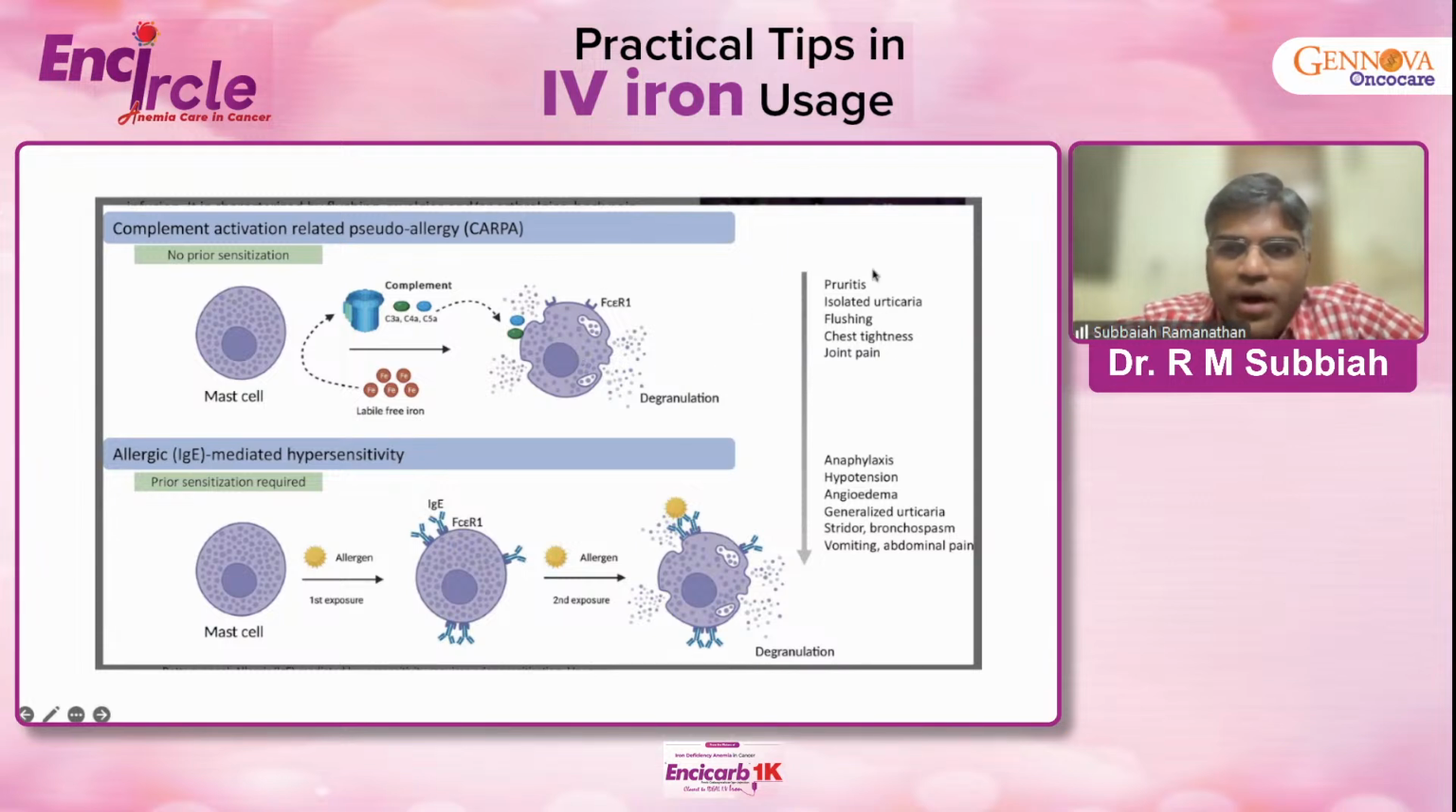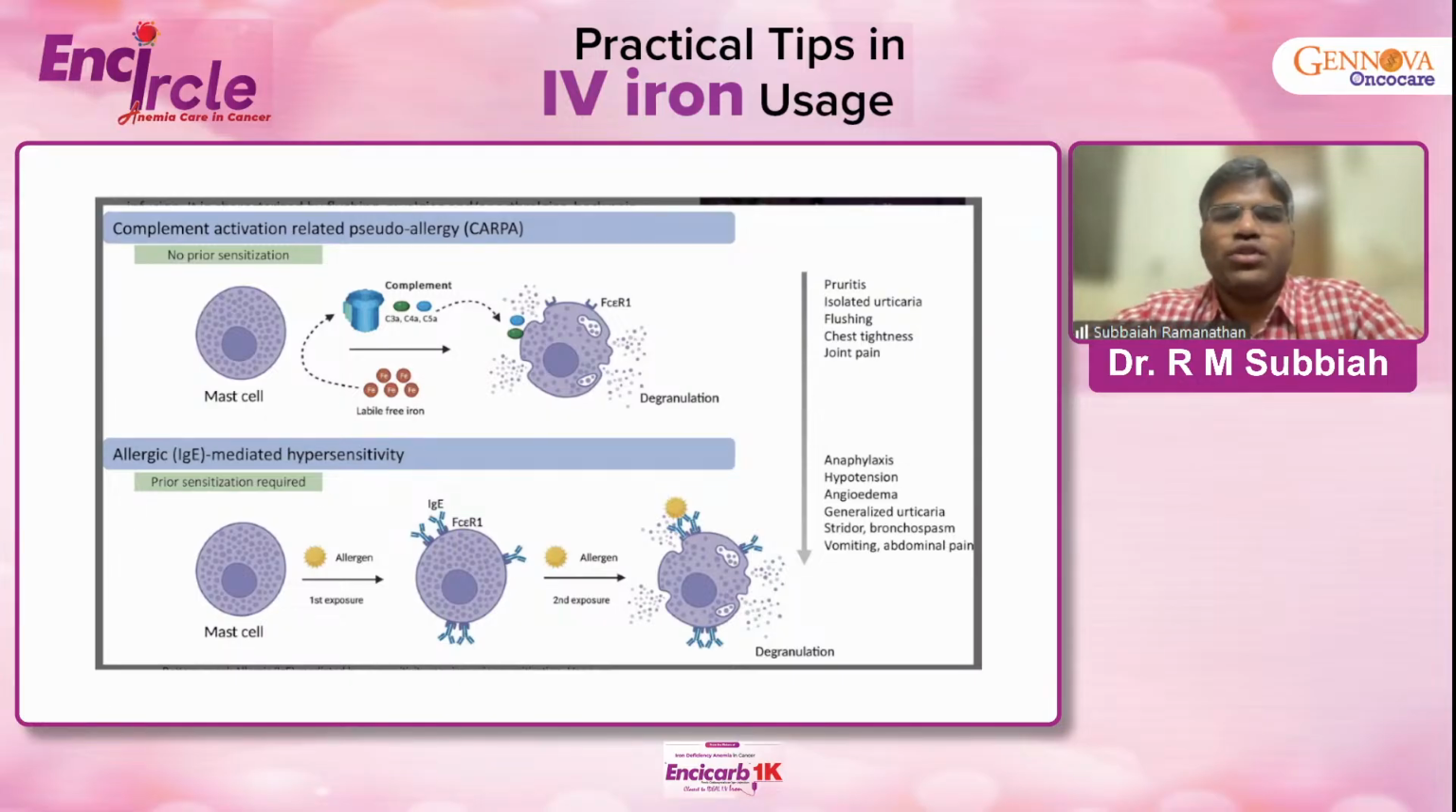Whereas in CARPA, you would see pruritus, not a generalized erythema or flushing or urticaria, just an isolated urticaria at some places. Flushing might be there, chest tightness, but no hypoxemia, no wheeze, and joint pain is very classical of this. So patients might complain of back pain or knee joint pain after, and need not worry.